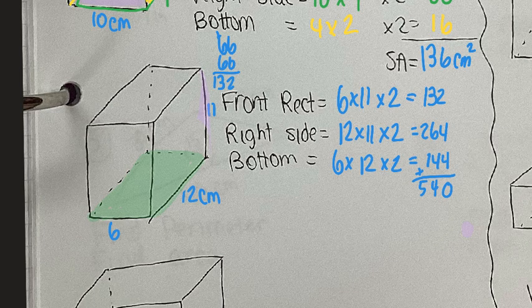I ended up with 540 centimeters squared. 6 times 11 times 2. Now, if you want to do these out of order, you could do 6 times 2 and then times 11. You don't have to go left to right. It doesn't really matter. But I got 132, 264, 144, added them all up, and there's my answer.